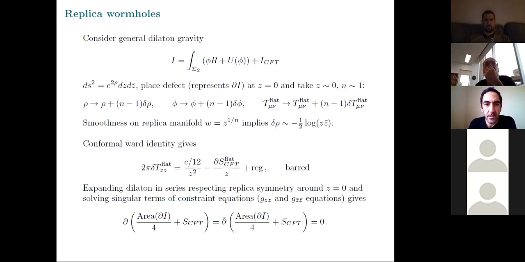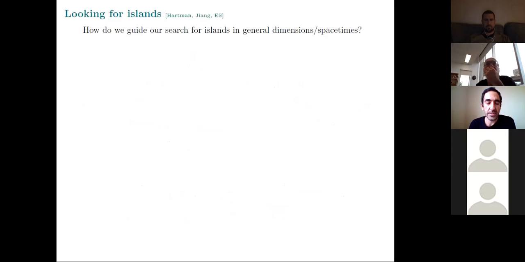Okay. That is all I'm going to say about the flat case. And I'm going to change gears and talk about looking for islands more generally. And this is going to be content from this paper with Tom Hartman and Yikun Jiang. And we're motivated by the question: how do we search for islands in general dimensions and spacetimes?